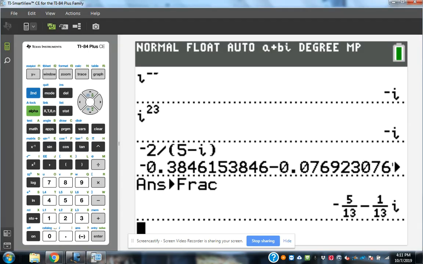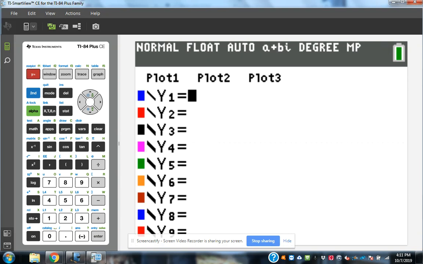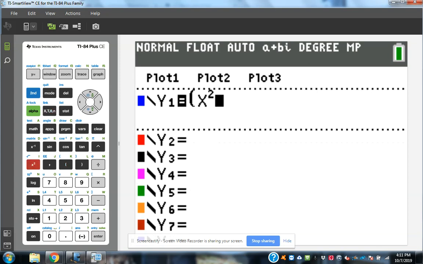So with my graphing calculator, I'm going to graph that original rational function. So I'm going to y equals, and I'm just going to put in parentheses x squared plus 7x plus 12, close the parentheses, divided by parentheses, 4x squared minus 1. I'm going to hit graph.